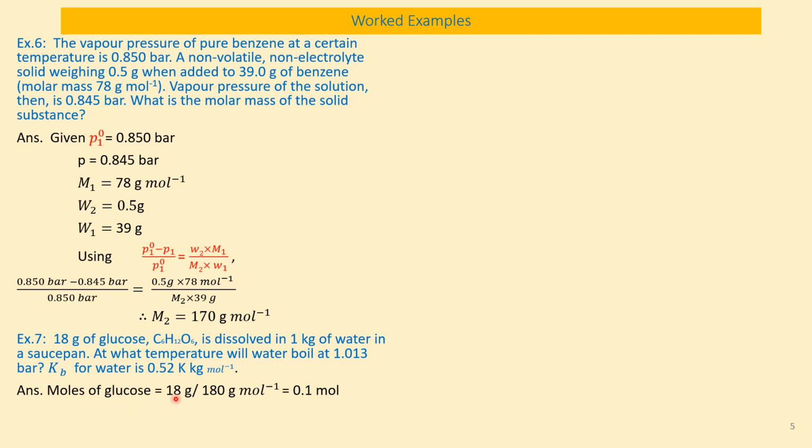Moles of glucose is equal to 18 gram divided by 180 grams per mole. This you have to calculate from the formula. So therefore, moles of glucose will be 0.1 mole. So number of kilograms of solvent is equal to 1 kg because it is given that it is dissolved in 1 kg of water. So therefore, the molality of glucose solution is 0.1 mol per kg.